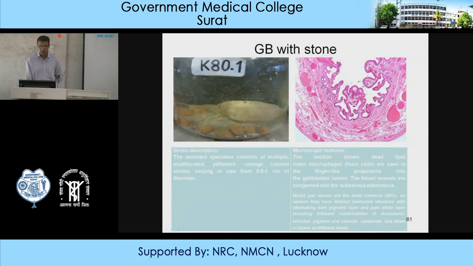While in microscopic examination, the section shows lipid-laden macrophages seen in the finger-like projections into the gallbladder lumen. The blood vessels are congested and the subserosa edematous. Mixed gallstones are the most common. On section they have a distinct laminated structure with alternating dark pigment layers and pale white layers, revealing different combinations of cholesterol, bilirubin pigment and calcium carbonate laid down in layers at different times.